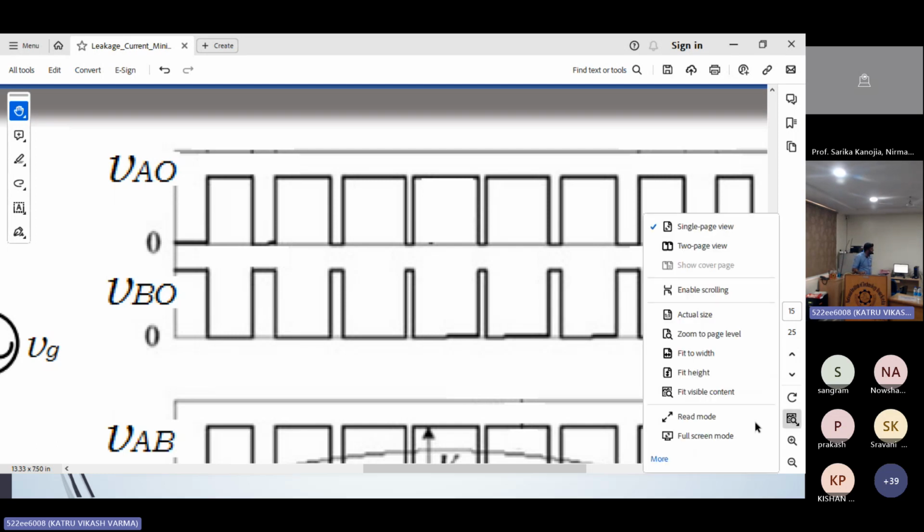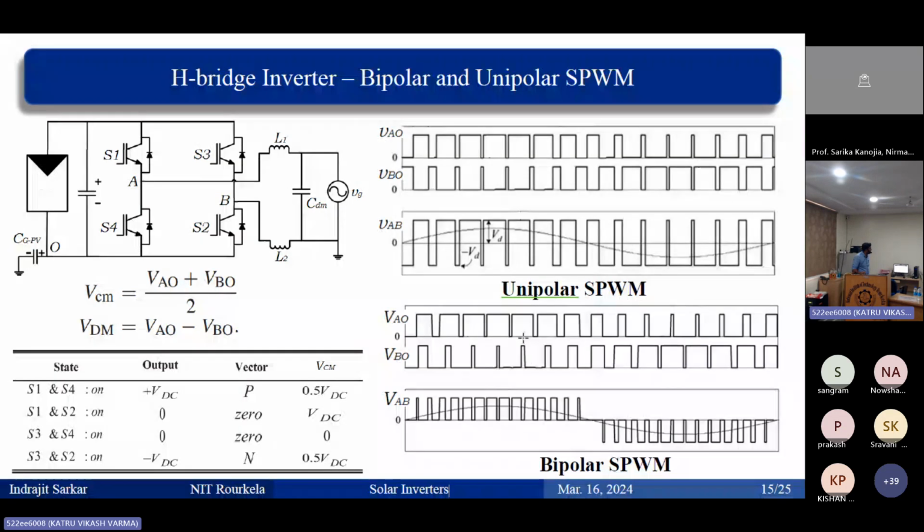That is why, when it is an H-bridge inverter, we prefer to use the bipolar PWM technique for a solar inverter, and we have to make L1 equal to L2. Then only will the differential mode voltage be 0. And with the bipolar PWM technique, the common mode voltage will be constant. So the leakage current issue is gone. So if it is an H-bridge inverter, there are two things you need to keep in mind.